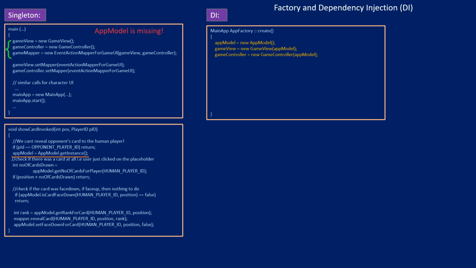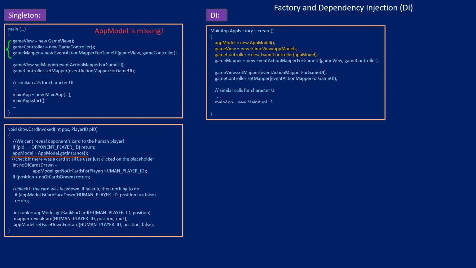And then we no longer make getInstance call to get the instance, as we would have already stored the model object as the member variable. They will simply refer to the member variable whenever they need to call methods on the model object. These lines to set the mapper, etc. remain as they were. Because the factory is creating all the objects, it can also instantiate the main app class and return it to the caller. Caller in our case is the main method.